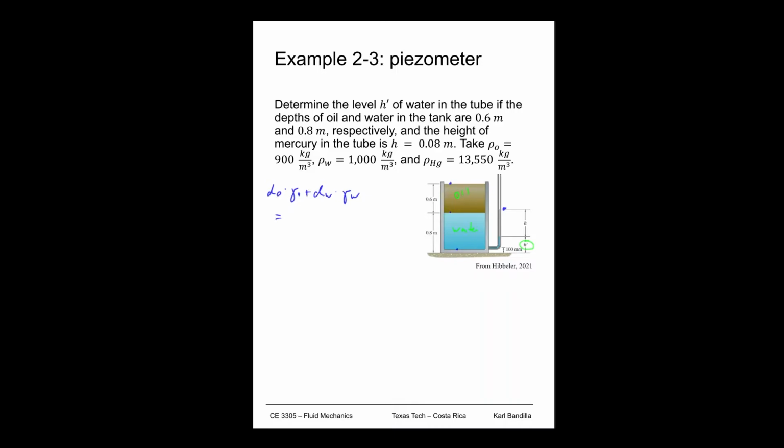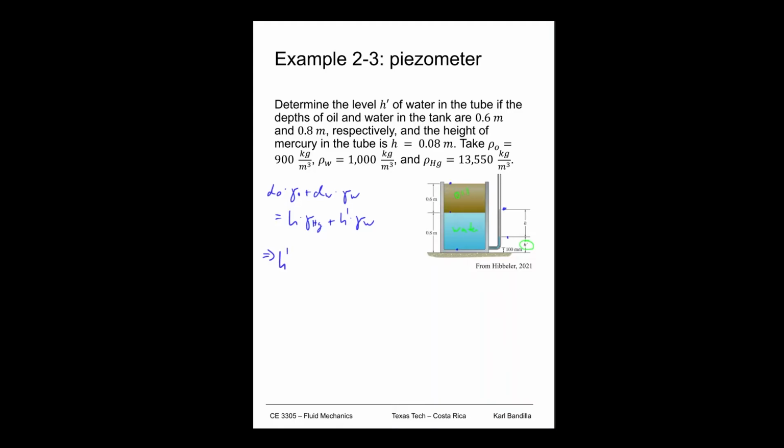So we start at the mercury. If we go down all the way here, that would be H times gamma mercury. And then we have to go all the way down, which is our H prime, which is what we're looking for. H prime times gamma water, because we're back in water. And with that, we have all we need, right? We can see we have H prime in here, everything else we know. So we can go ahead and solve this for H prime.